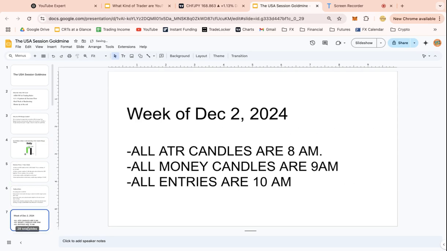So let's take a look at some real charts. All right, so this is just the week of December 2nd, 2024, so you can look at it for yourself if you want to. For the sake of these charts that I'm going to show you, all the ATR candles are going to be 8 a.m., because these are 1 hour charts. If you see a blue candle, that means it's a long bias. And if you see a yellow candle, that means it's a short bias. Because when you set up the ATR indicator, you can set up your ATR candles to change colors. So that's how mine are set up. Again, that video is in the description.